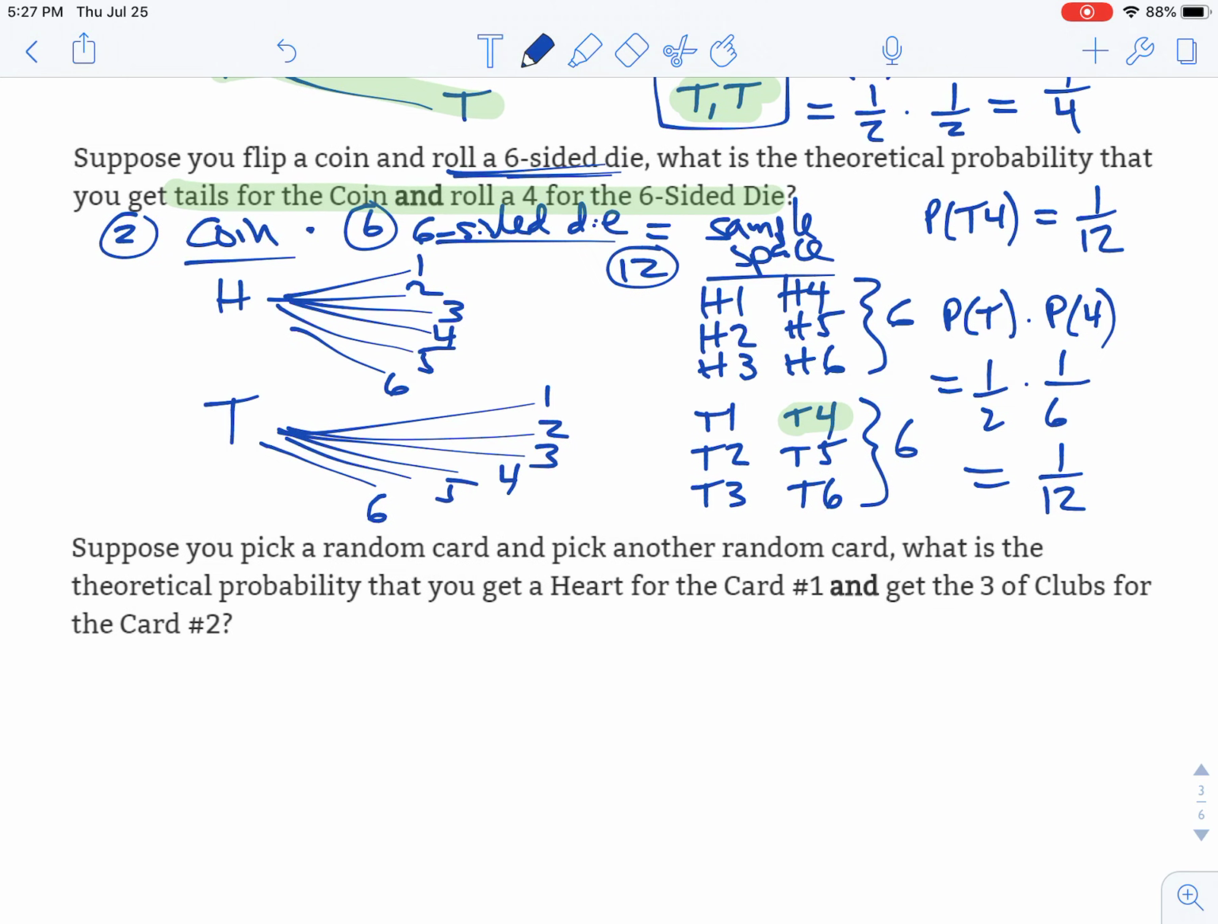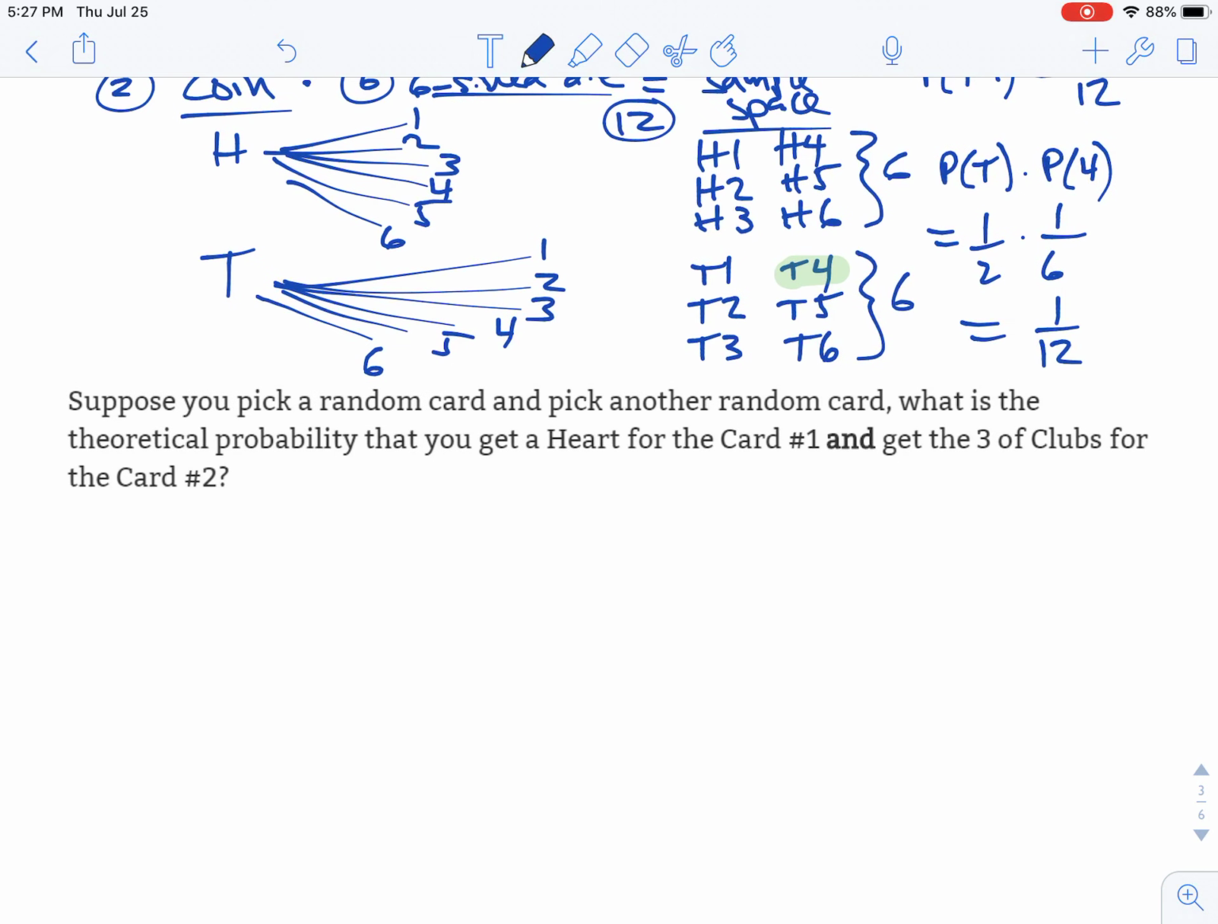We're going to need this little multiplication method to make the next problem a lot easier to do, because now we're going to talk about cards. If I pick 2 random cards, we're going to be here quite a while drawing out all the different ways we can get a card out of a 52 deck. So it'll be a little bit easier if we don't do a tree diagram here. So the probability of hearts for card 1 and 3 of clubs for card 2.